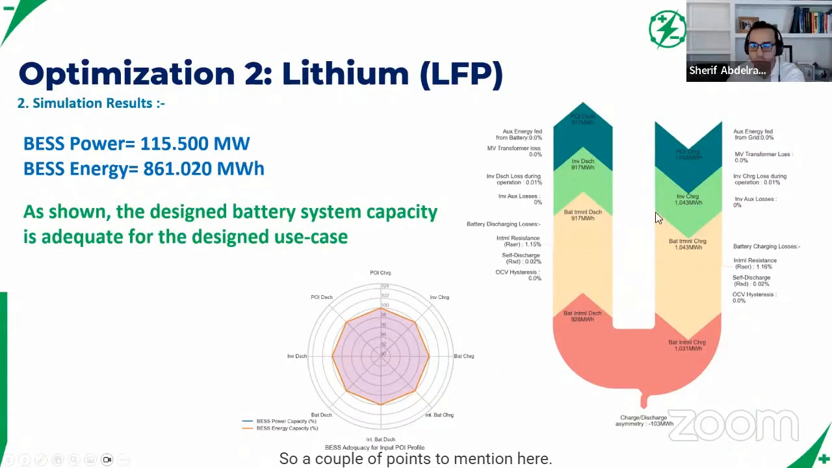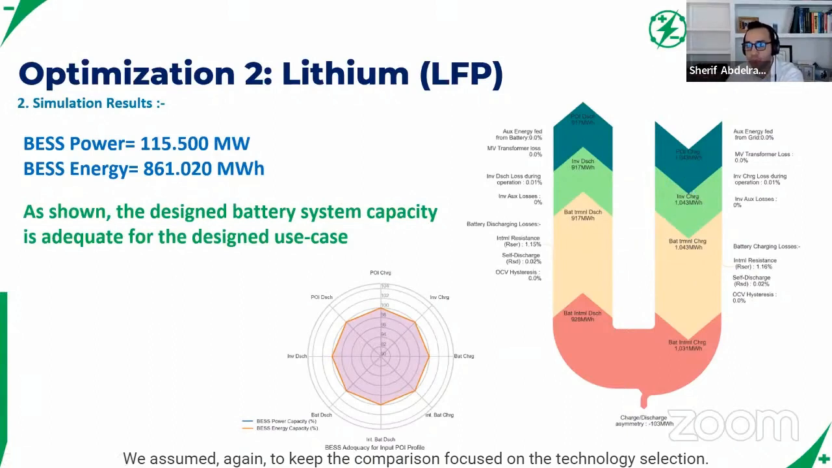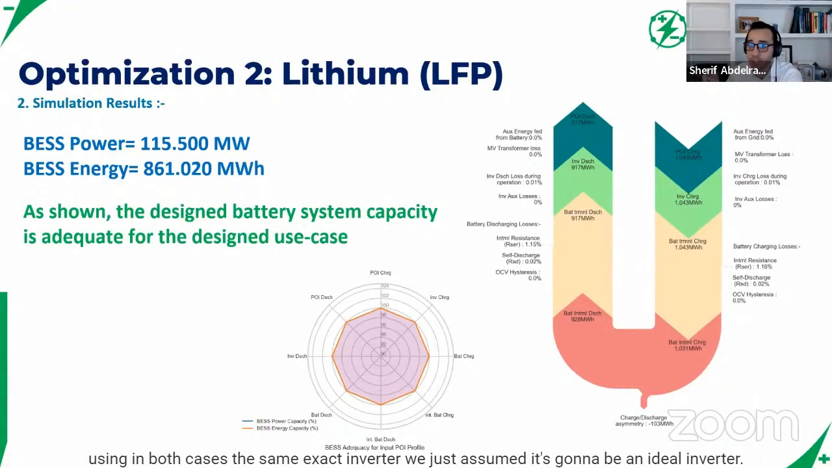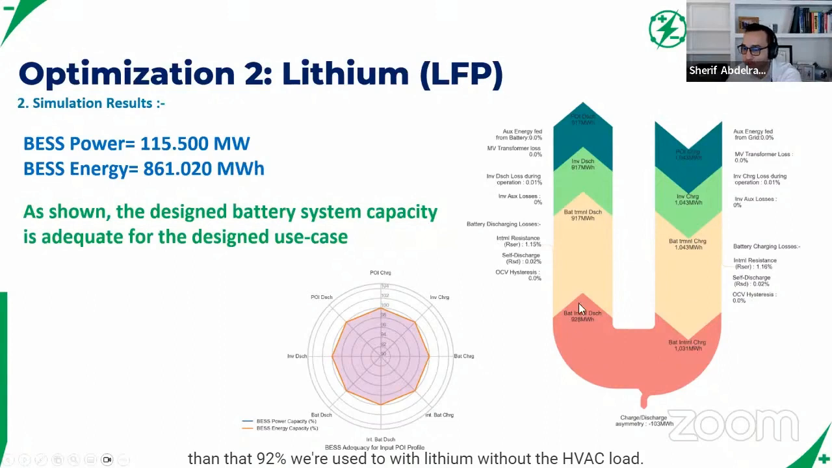A couple of points to mention here. Again, to keep the comparison focused on the technology selection, we took out the auxiliary load. Also for the inverter, because we're using the same exact inverter in both cases, we just assumed it's an ideal inverter, so almost no losses. That really keeps the focus on the battery technology itself. As you can see here with lithium, you're getting much higher than the 92% we're used to with lithium without the HVAC load. That's mainly because it's a high cycling application; you're not spending any time just sitting there.